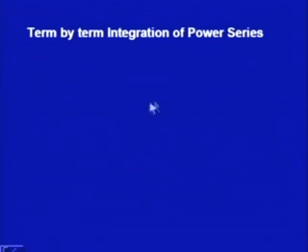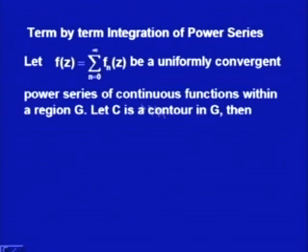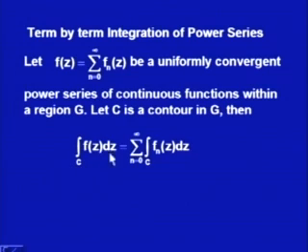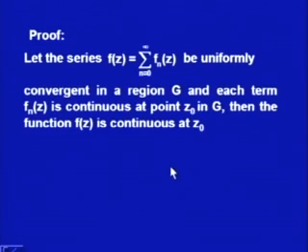Similarly, term by term integration of power series is also possible. Let f(z) equal the summation n equal to 0 to infinity of f_n(z) be a uniformly convergent series of continuous functions within a region G, and let C be a contour in G. Then the integral over C of f(z) dz is equal to the summation n equal to 0 to infinity of the integral of f_n(z) dz. So, this is the meaning of term by term integration. Now, let us prove this.